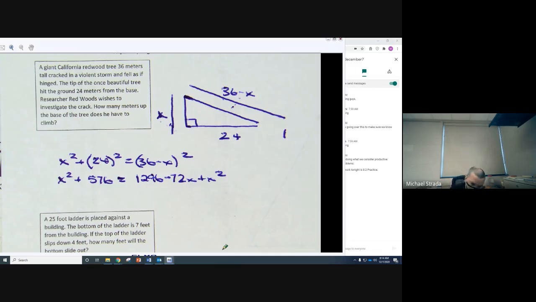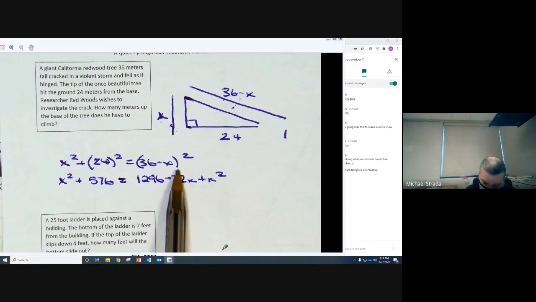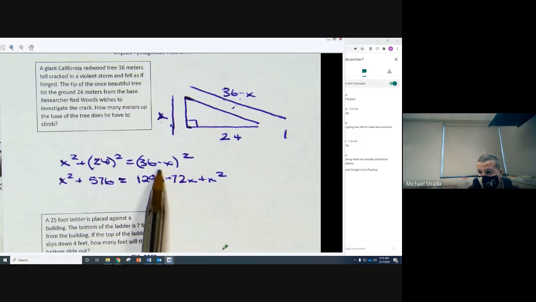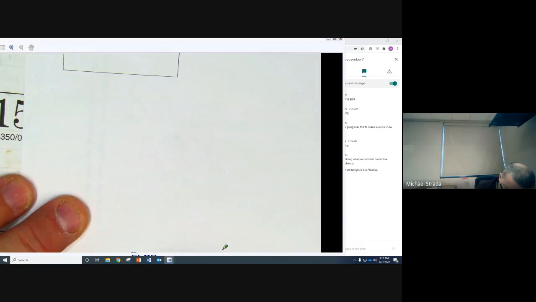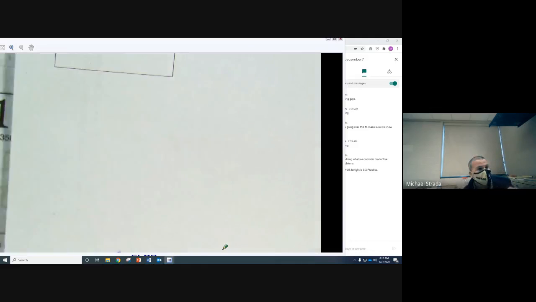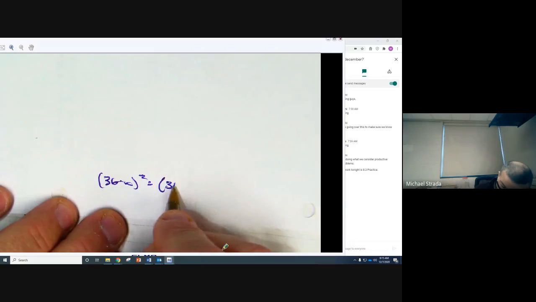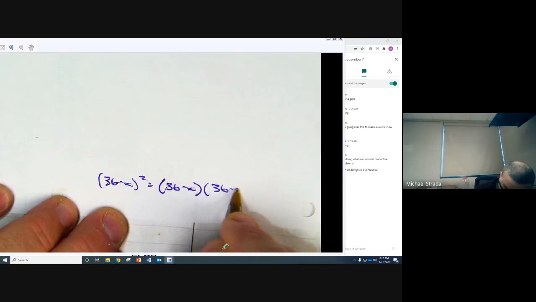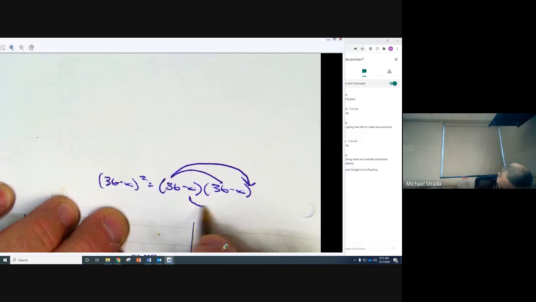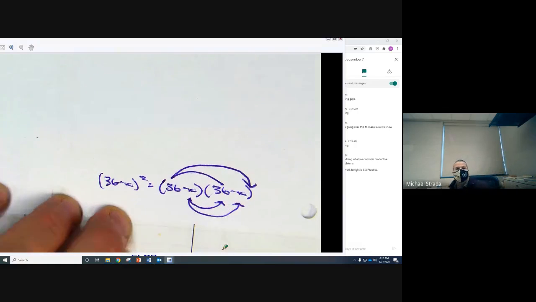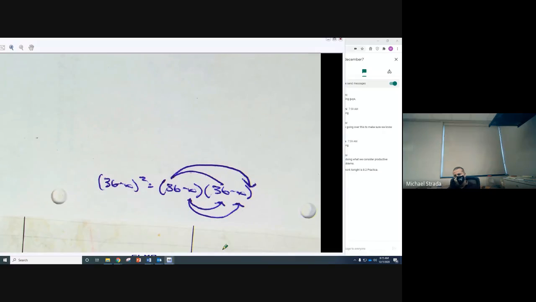Now, great. When you square a binomial, it's important because kids forget this. When you square a binomial, you realize you can't just square the parts. So I'm going to write down here so I got more room. 36 minus X squared equals the binomial squared. So it's 36 minus X times 36 minus X. Now you're going to use your distributive law of FOIL. You do 36 times 36, 36 times negative X, negative X times 36, and negative X times negative X. So you got to do polynomial multiplication. Everybody get that? Okay.